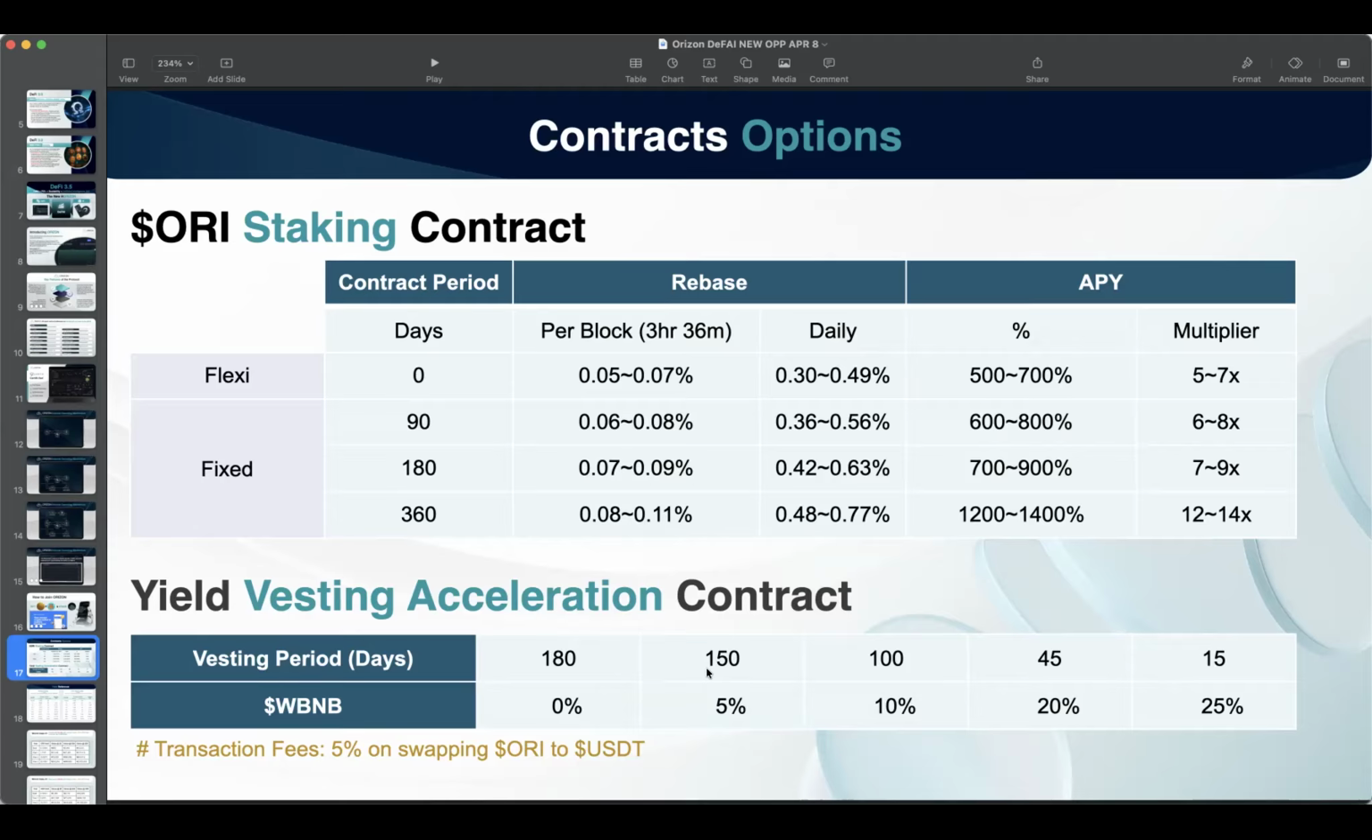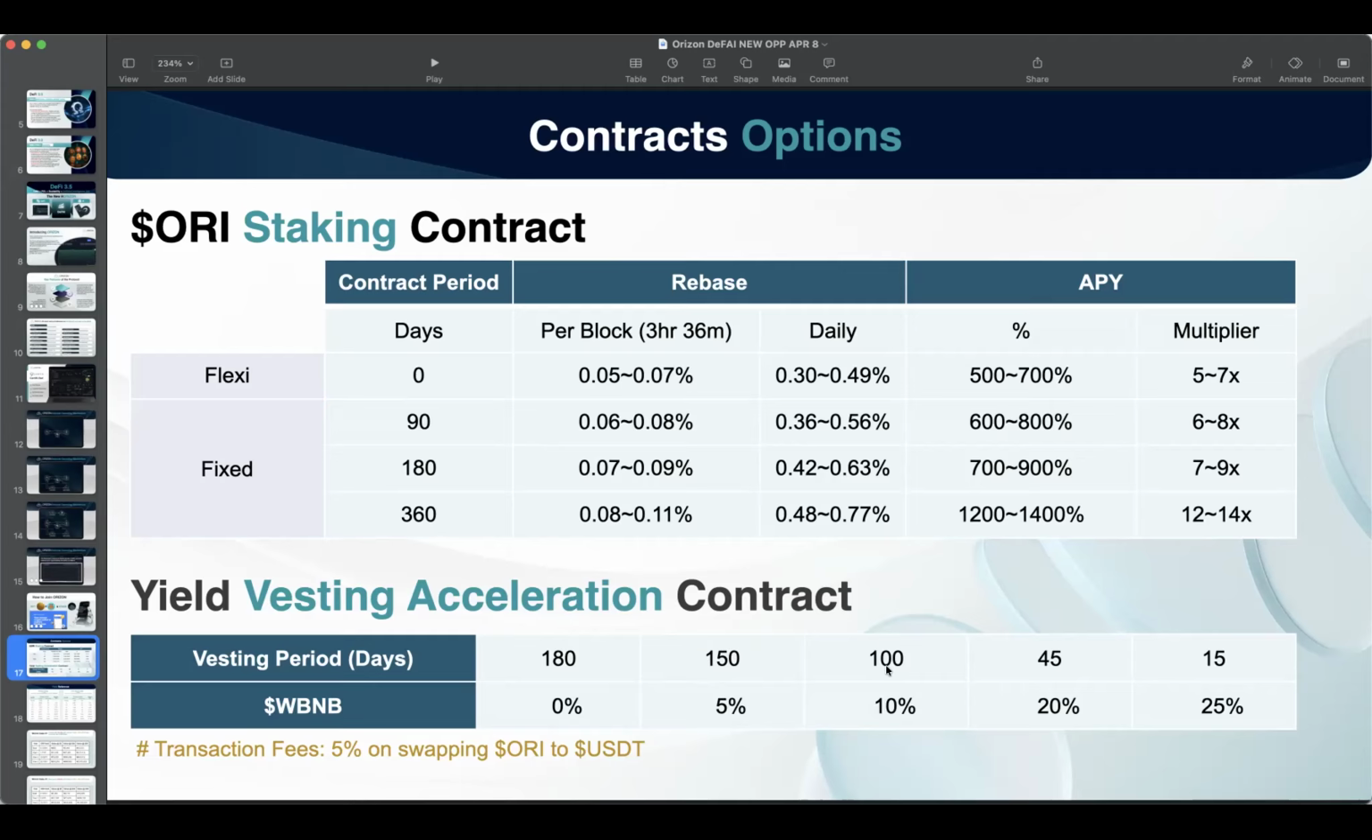That is around 1.5 ORI a day. But to do this one, you go and buy 5% of your 180 ORI. 10% of 180 is 18, so 5% is around 9. You would now buy 9 ORI, convert it to WBMB and bond. When you bond that 9 ORI, you unlock the vesting. And in 150 days, you will begin to receive 1.5 ORI a day until it completely pays you your 180 ORI in these 150 days.